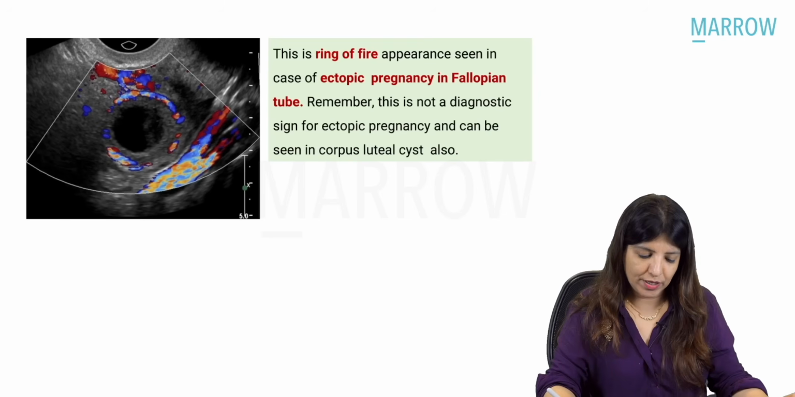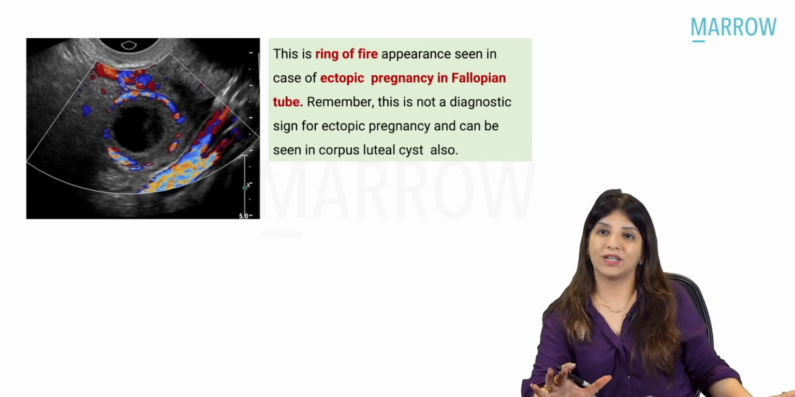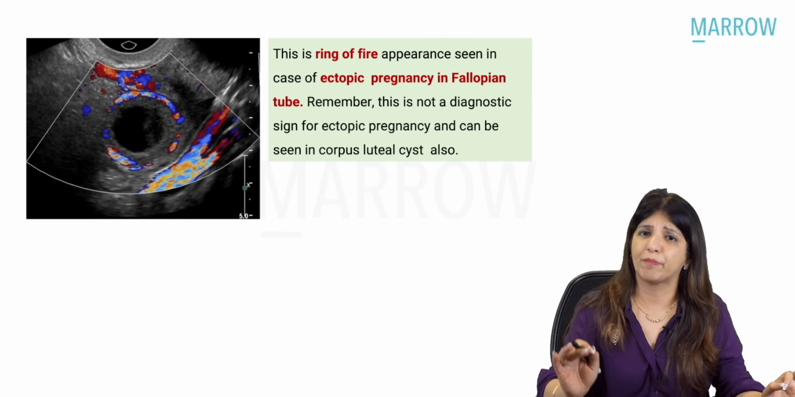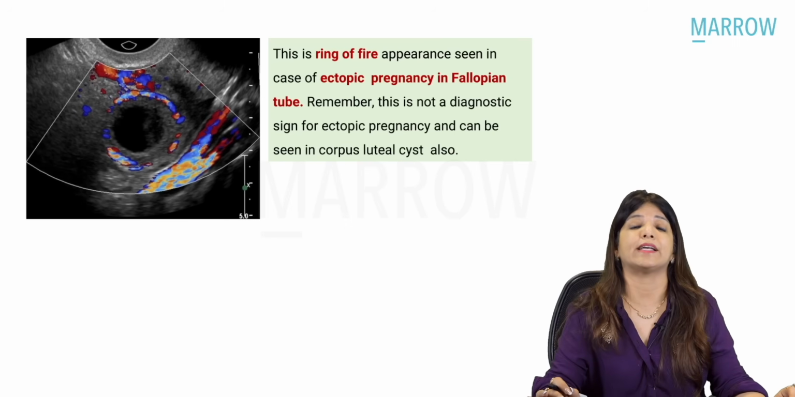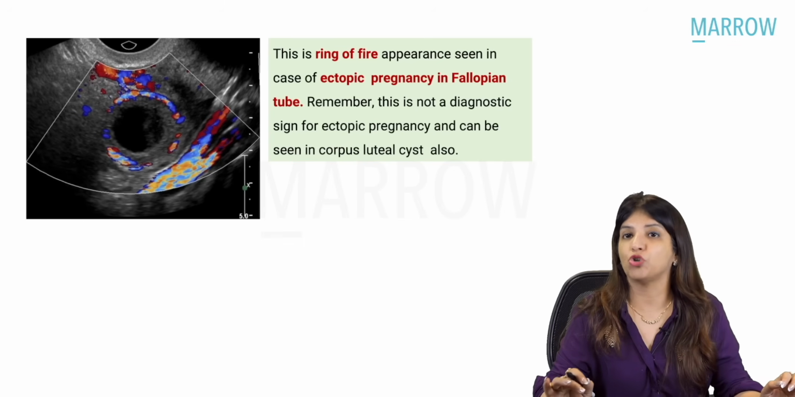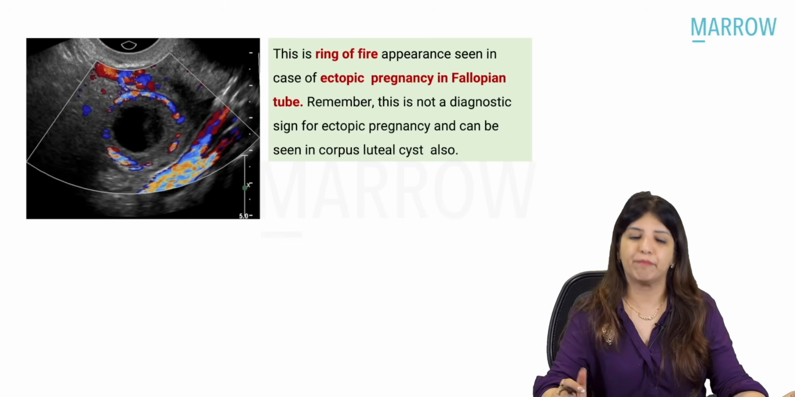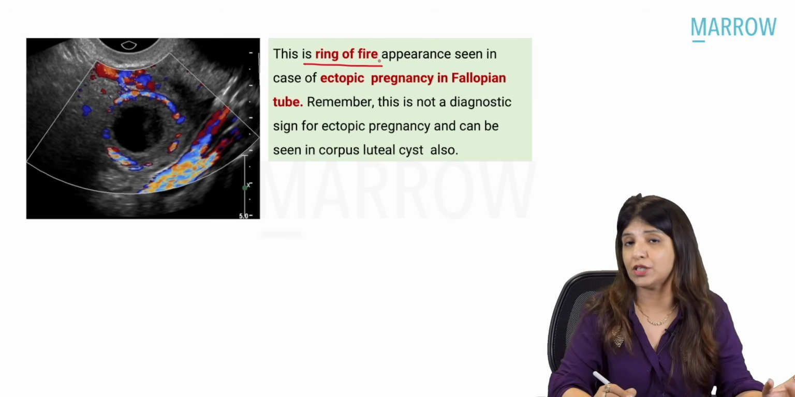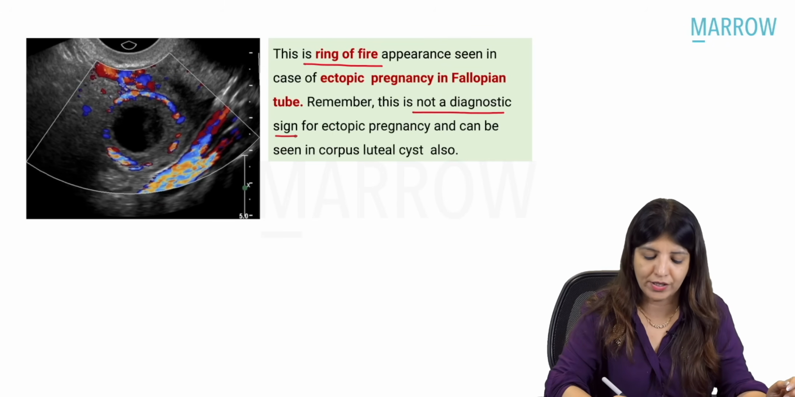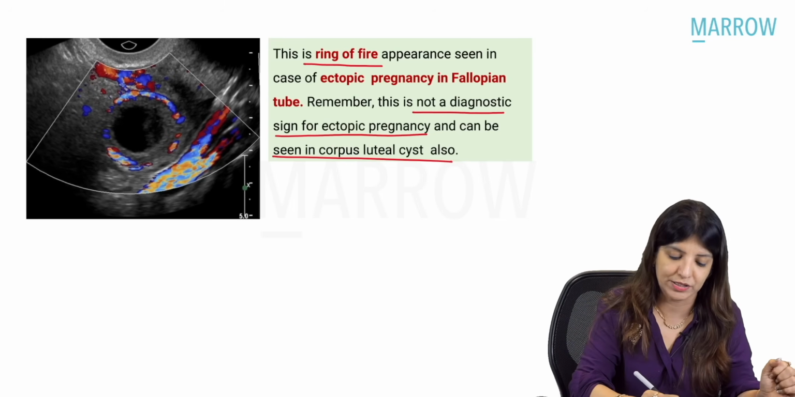Right. Next very important question is this image over here. This is a typical image which is seen in case of ectopic pregnancy when a gestational sac is seen in the fallopian tube, and when you switch on the Doppler, you are going to get a ring of fire appearance. Very, very important to understand is, ring of fire appearance is not diagnostic for ectopic pregnancy. It can be seen in corpus luteal cyst also.